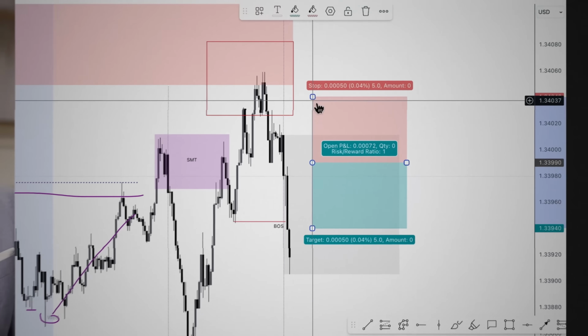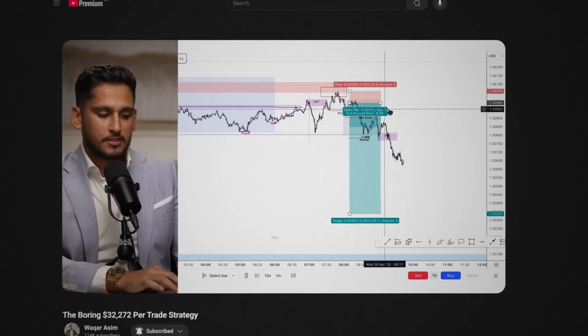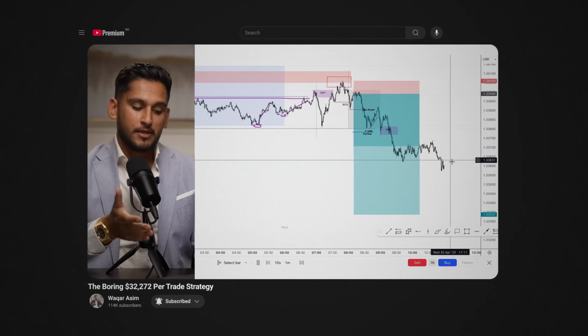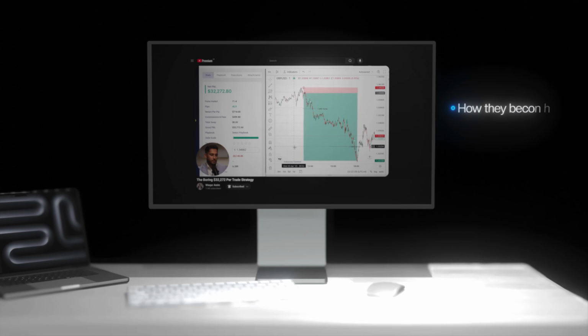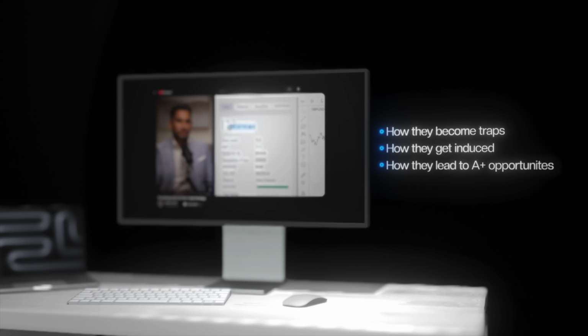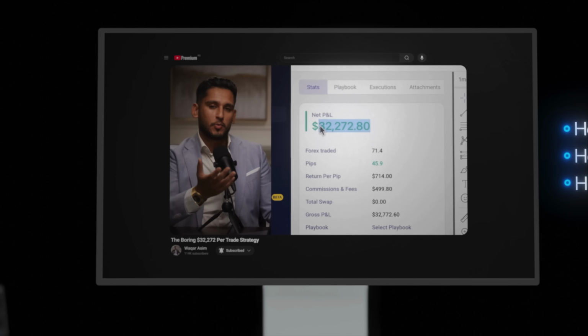Now, fancy quotes aside, it's important to understand the wisdom behind it, where you'll start to see how an A+ setup, which is what we covered last video, that is showing a major inducement of those typical higher time frame daily supply and demand zones, how they become traps, how they get induced, and how they can lead to wonderful A+ opportunities, which personally landed me $30,000 in profit.